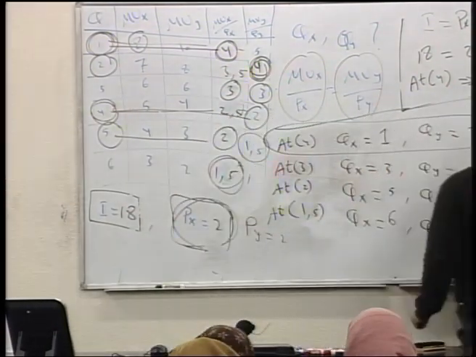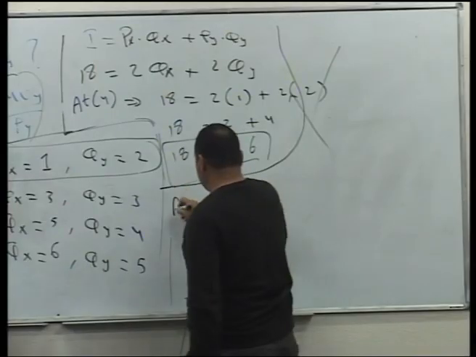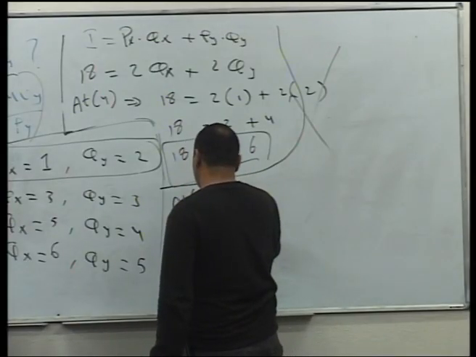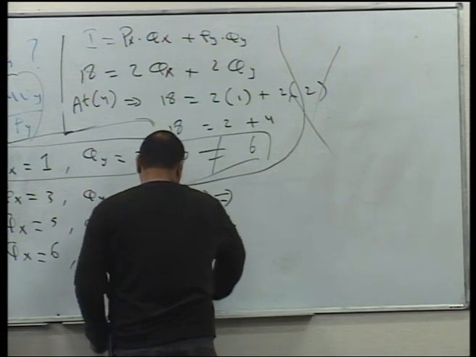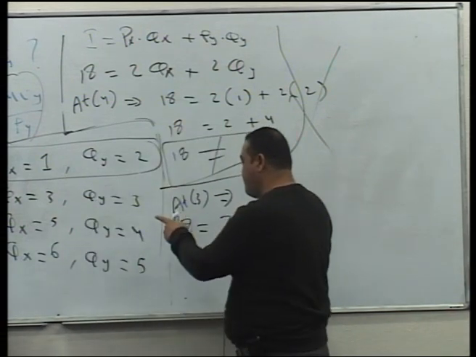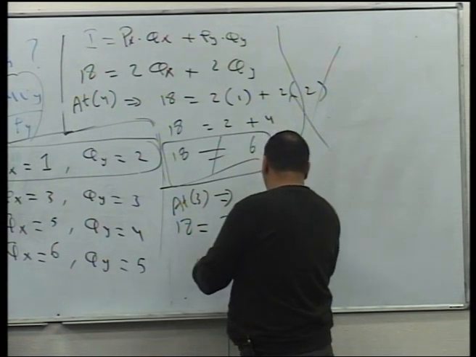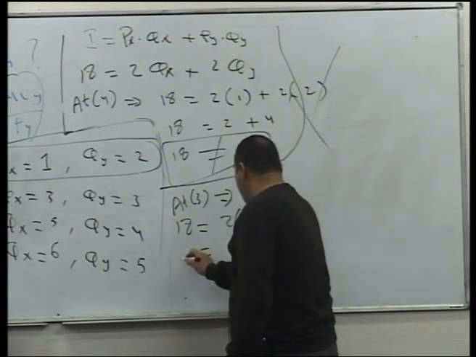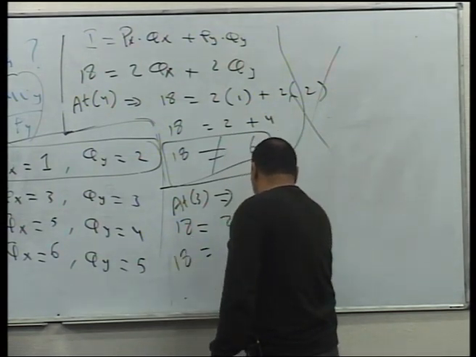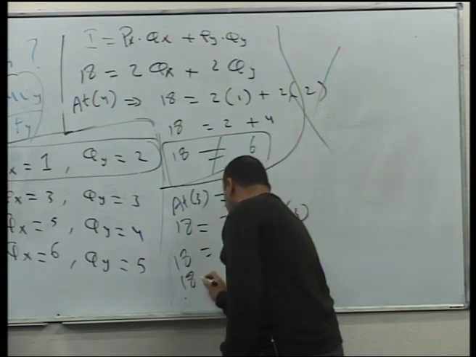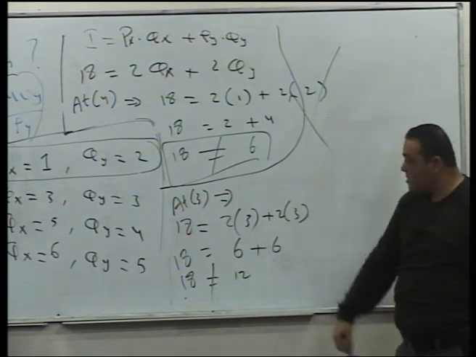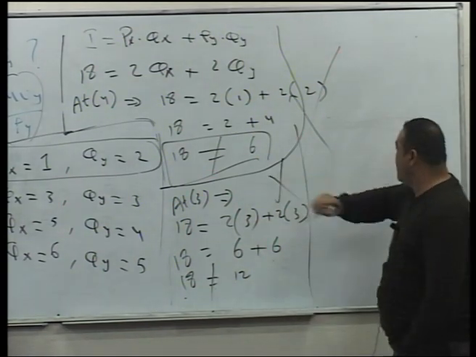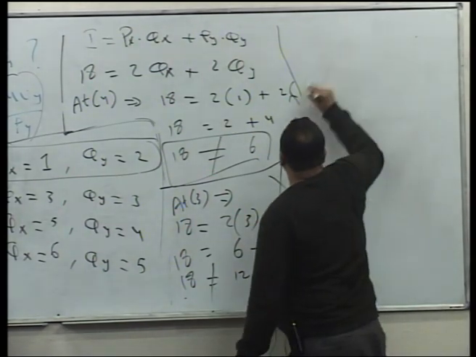At 3 here, what do you see? 18 must equal price of X 2 times 3 plus 2 times 3 here. 18 must equal 6 plus 6. 18 must equal 12. So this does not equal. These are not equal. So this did not work. Let's go to the third case.